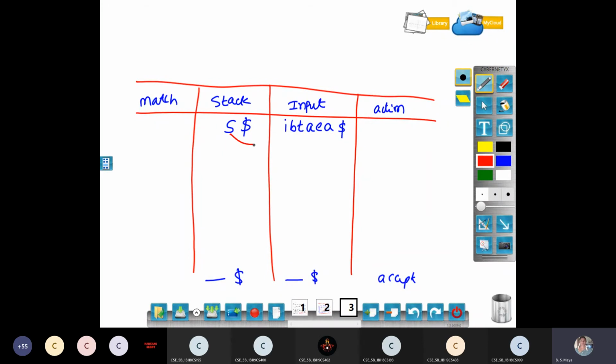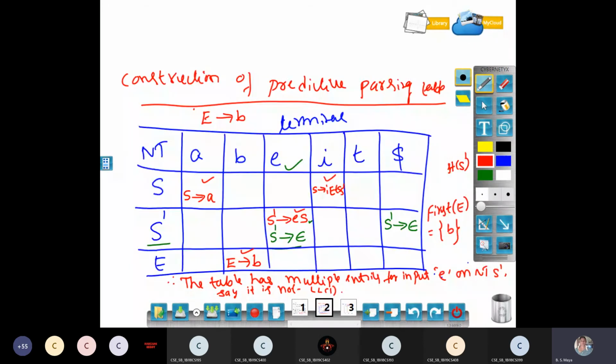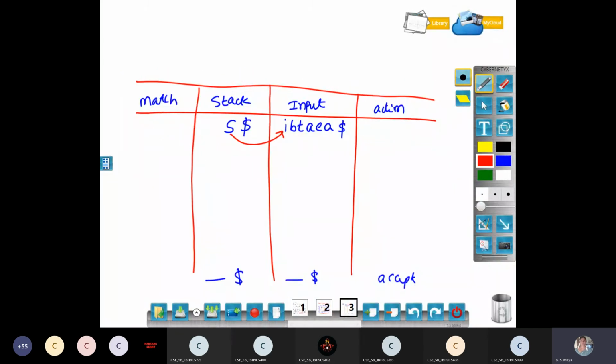Let me do the parsing action for the given input. Let me check for S on I. You have to look at your parsing table. For S on I, yes, I have an entry. You have to copy down that entry, replacing capital S by this, then write the output production. Yes, there is S derives IETS'. The next step, S is replaced by IETS' dollar.